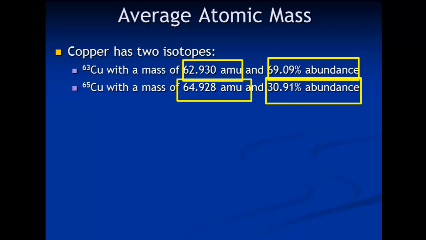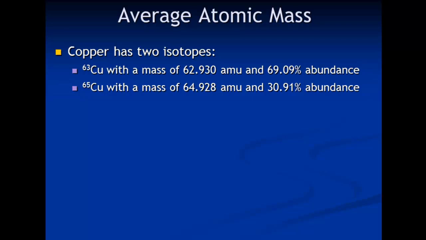Now, if they did not give you these atomic mass units, right here, let me circle them, if they didn't give you those numbers, you would just use the mass numbers to act as the masses that you would multiply. Okay, so let's go ahead and work on solving the problem.